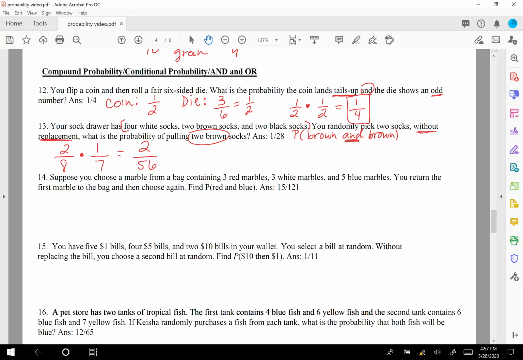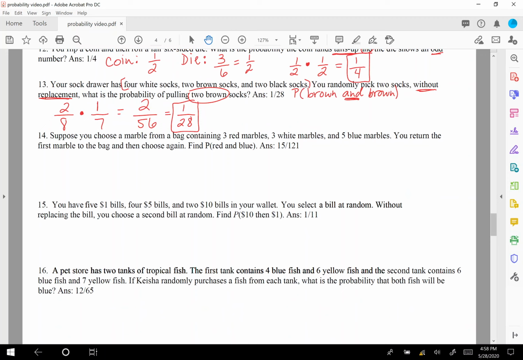Now both of these numbers here are even, so we can divide them by 2. So divide 2 by 2, you get 1. Divide 56 by 2, you get 28. So you have a 1 in 28 chance of pulling out 2 brown socks. So that would mean that if you did this experiment 28 times, you would get 2 brown socks 1 out of 28 total times of doing this whole taking 2 socks out.